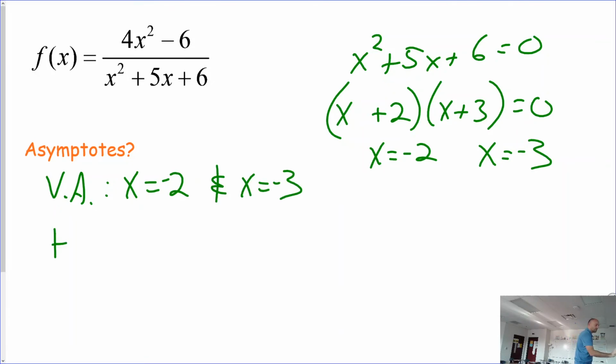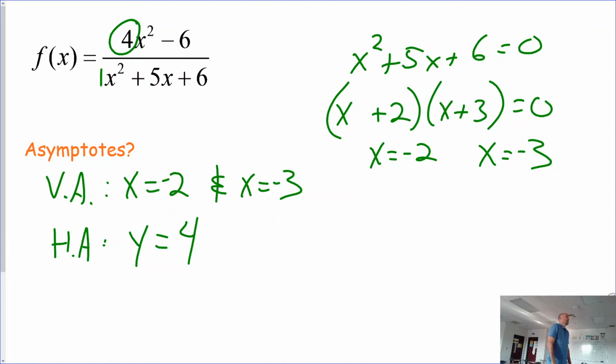All right, horizontal asymptotes. When I look at this, we have the same degree top and bottom. When that happens, you look at your leading coefficients. So the leading coefficient of the numerator is 4, the leading coefficient of the denominator is 1, y equals 4 over 1. There's your horizontal asymptote. The oblique asymptote only happens when you have a degree 1 larger in the numerator. We don't have that. So there's no oblique asymptote.